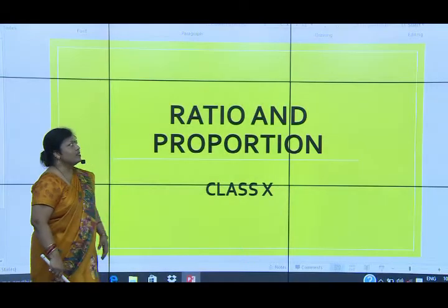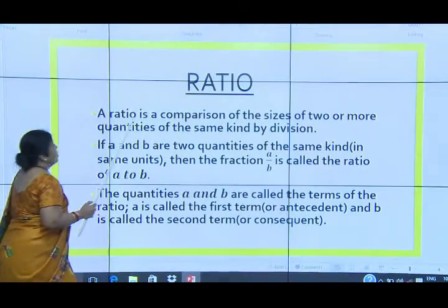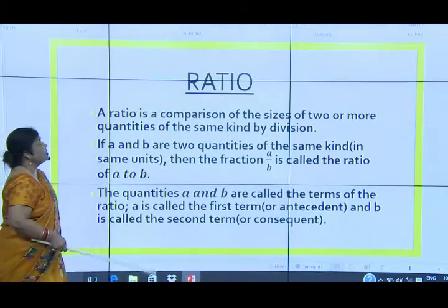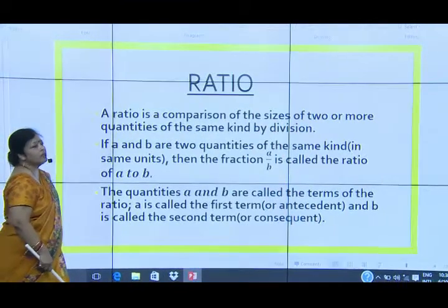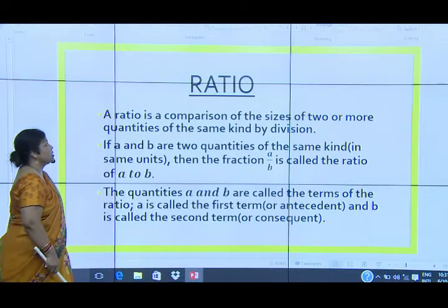Good morning, class. Today our topic is ratio and proportion. Children, you have already studied this ratio chapter. You have been studying from class 6. But now in more detail we are going to study in class 10th.